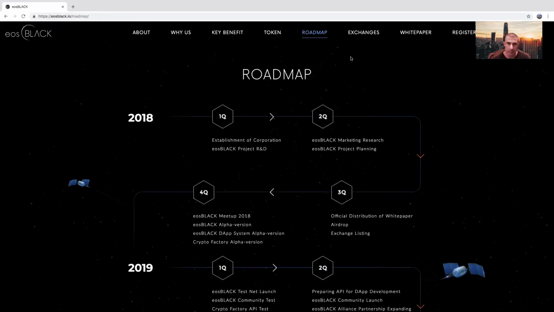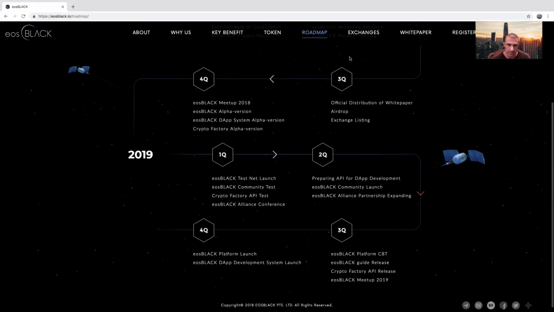Let's talk about the roadmap. In Q1 of 2018, they established the corporation. Second quarter, there was market research and EOS Black planning. Third quarter, they did their airdrop, of course, which if you were a holder at the Genesis snapshot, you received some EOS Black. The 2018 roadmap continues on to have a meetup in 2018, the alpha version released, and the DApp system alpha version as well as the Crypto Factory alpha version.